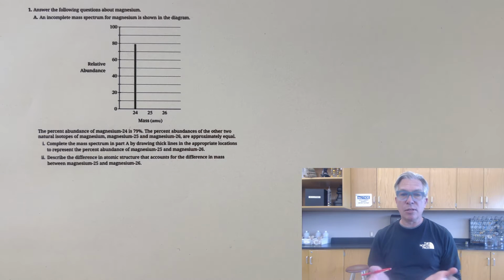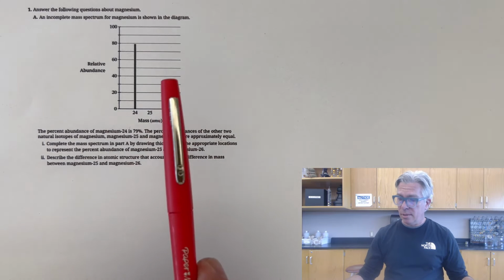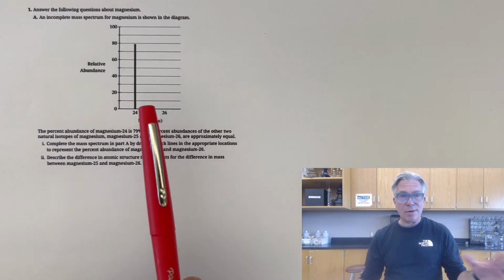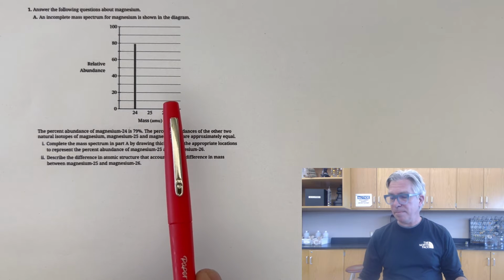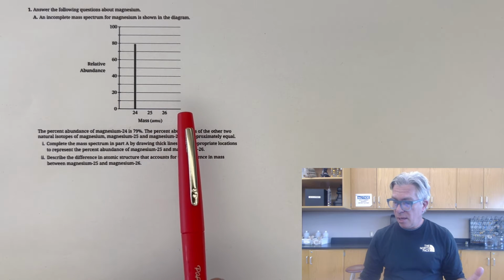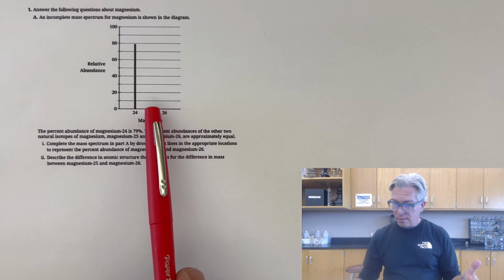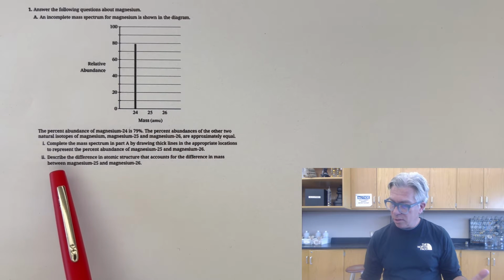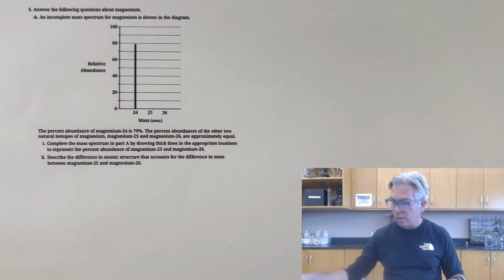So right off the bat, we're supposed to remember our atomic structure and that isotopes of elements exist in which they have the same number of protons but different numbers of neutrons. And the relative amounts of them are kind of random. You can't really predict what they're going to be. You have to rely on a mass spectrum like this one. And so we're going to sketch the two peaks for 25 and 26, but we're also going to describe the difference in atomic structure that accounts for the difference in mass between magnesium 25 and magnesium 26.